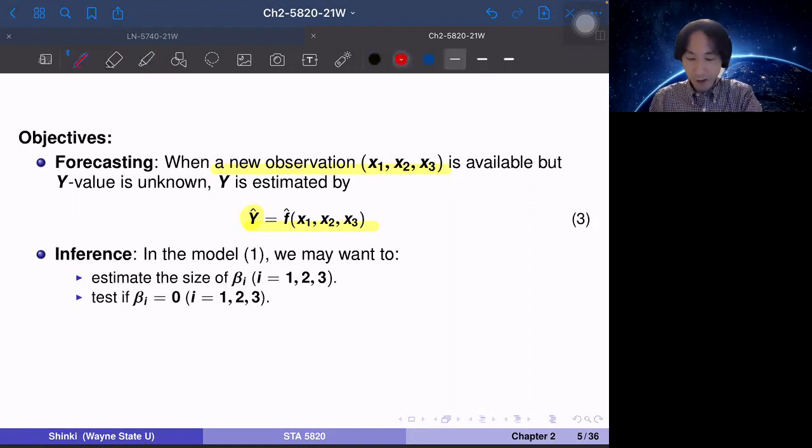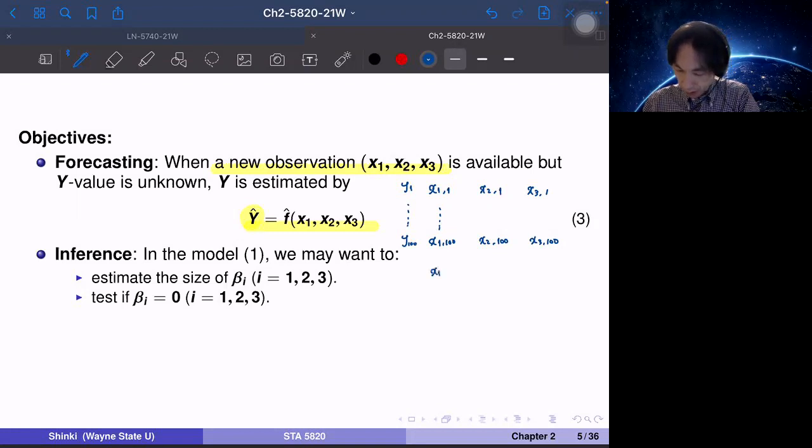So maybe we have 200 observations beforehand. So x1, x2, x3 are available for 200 observations, and originally we have the advertisement amount, so y1 to y200. Now we have another observation, so a new observation x1, x2, x3. Sorry, maybe we have 200, right? So 200 observations originally.